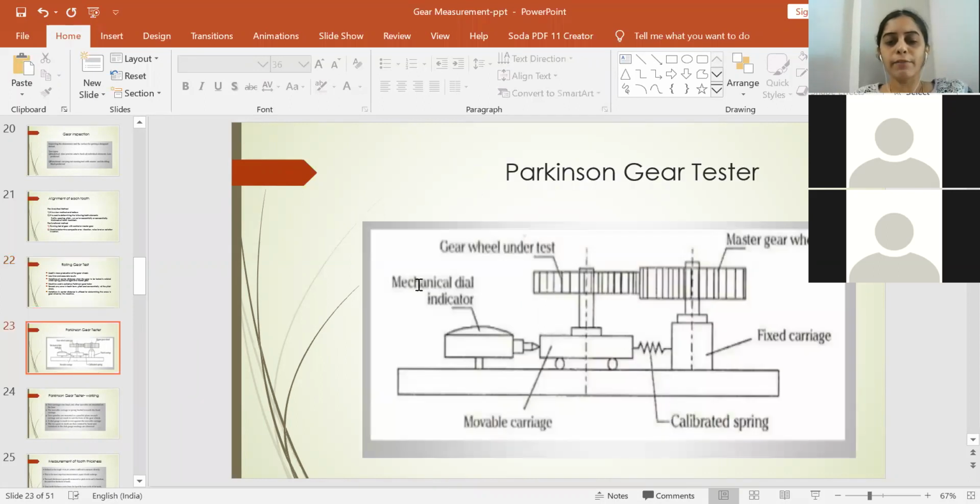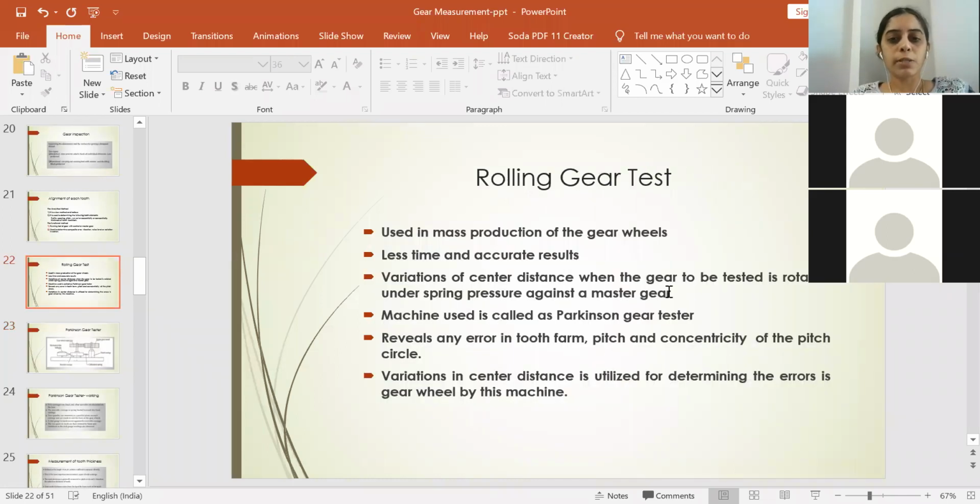This is the operation they do. Here you will have a fixed carriage and a movable carriage. It has a spindle in which the master gear wheel is meshed with the gear to be tested, and it is rotated, and the variation we get is recorded in a mechanical dial indicator. By this we come to know exactly what difference we are getting in a short period of time. So the machine used for performing this test is called the Parkinson gear tester.